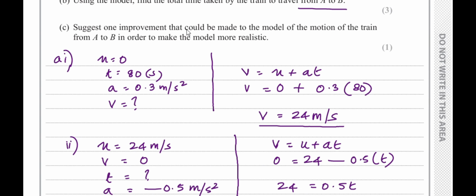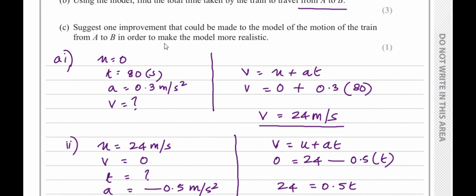So just one improvement that could be made to the model of the motion of the train from A to B in order to make the model more realistic. Again, this is a model related question at the end, which is a 1 marker. So you need to write one reasonable critique or one reasonable improvement that is possible into the model. So what do you think is possible here? You can actually contextualize this.